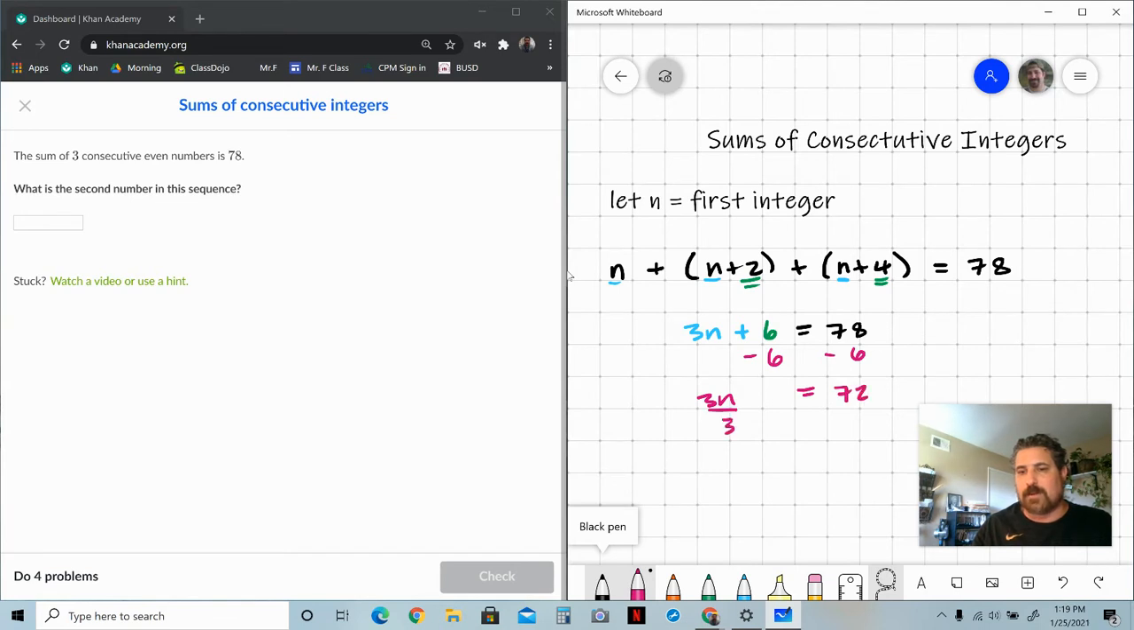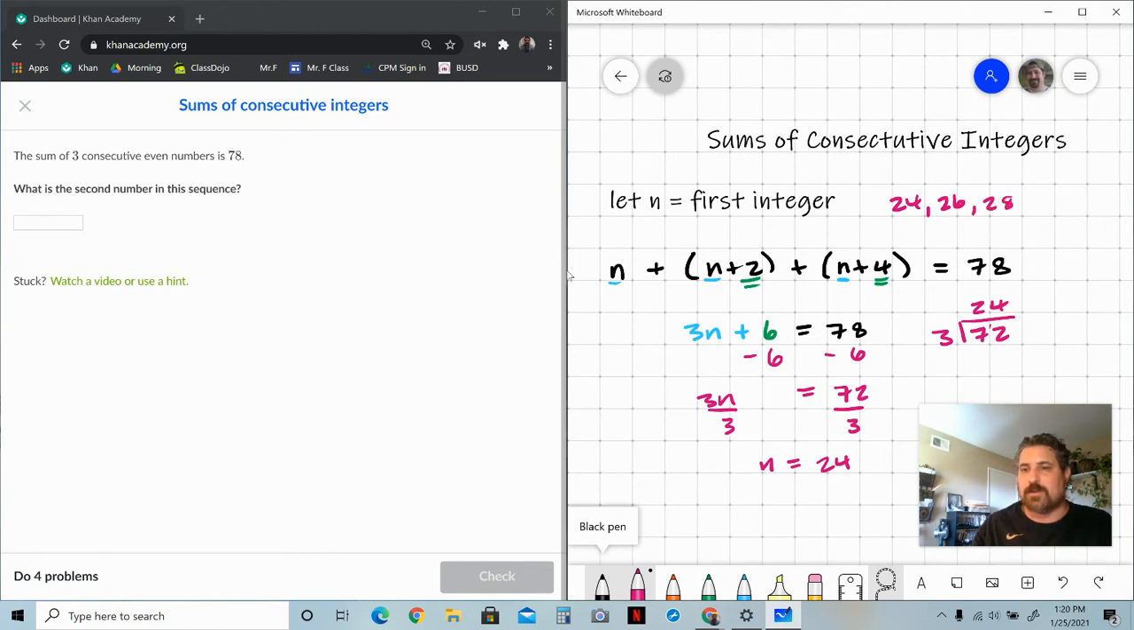And then you're going to divide by 3 on both sides. Now, that's going to give us our first value. 72 divided by 3. Well, 3 goes into 7 2 times. That's 6 with 1 left over. And then 3 goes into 12 4 times. So that's going to be 24. So it looks to me like the three consecutive even integers would be 24, and then add 2 to that, 26, and then add 2 to that. So that's going to be 28, right?